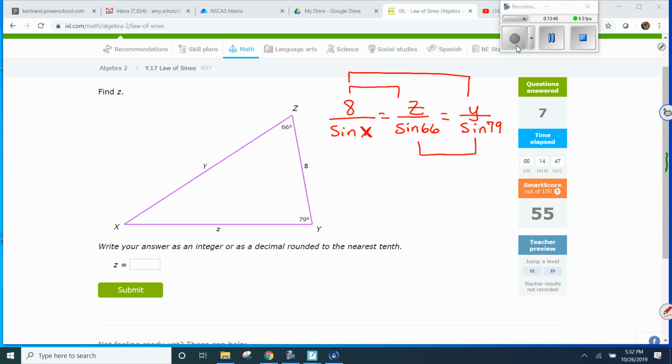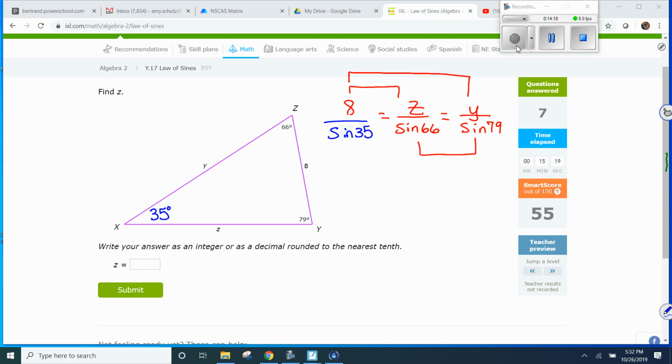Well, right now I have 3 different proportions, but none of them line up to where it's going to be too beneficial for you. So the first thing you have to do is take 180 degrees and subtract the other 2 angle measures, or the sum of those, to figure out that angle x is going to be a 35-degree angle. So then you can come back up here and replace that sine of x. So you're going to have 8 over the sine of 35 degrees.